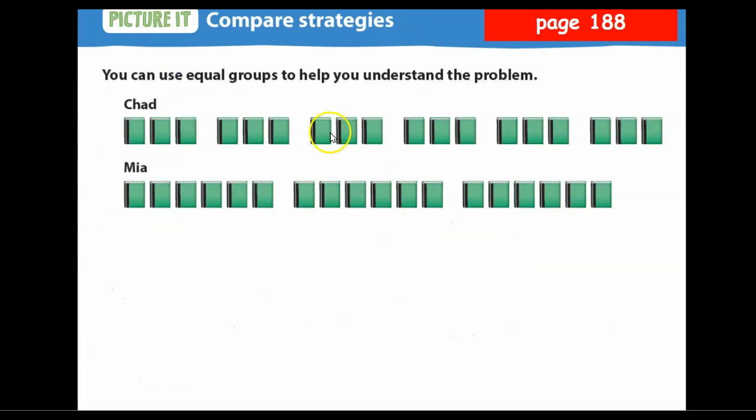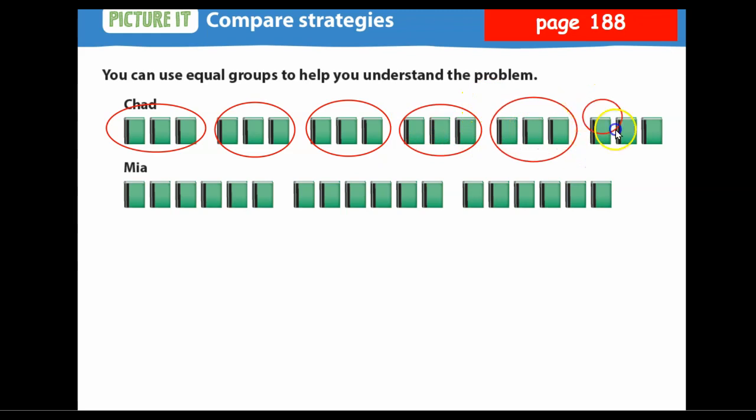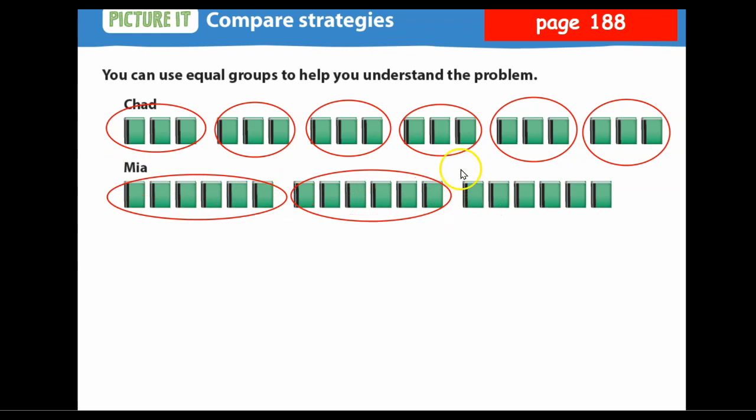Go to page 188. It says you can use equal groups to help you understand the problem. Okay. In our case, we used arrays, but that's okay. We can use equal groups. Okay, so for Chad, he had how many groups? For Chad, how many groups did he have? 6, thanks. And how many in each group? 3, so he had 18. But for Mia, how many groups does she have? 3, because she read for 3 weeks and 6 books for each week.